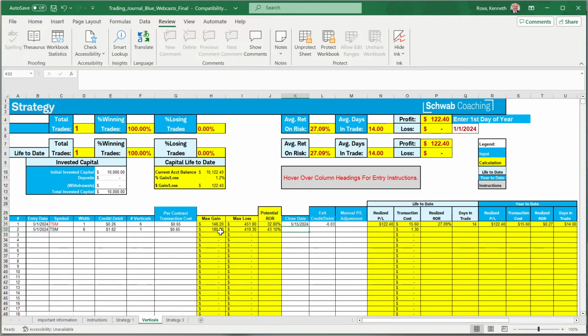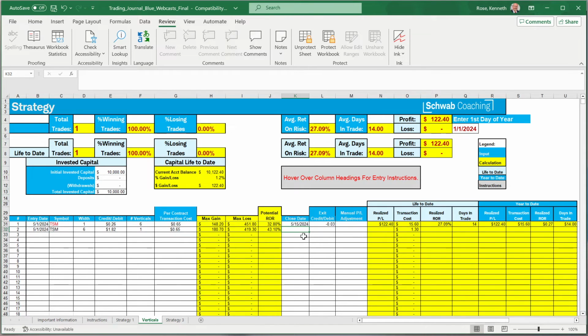Max gain 180, max loss 419, potential return on risk of 43.10%. Okay. So we're looking at this one. We got $6 here and number of verticals is 1. Yep, we're all squared away on that. It's 180. So this is giving us a potential return of 43%, which is a little higher than 32%. That's typical with long verticals. They'll typically provide you with a higher return on risk. We just want to keep in mind the probabilities of success are significantly lower.